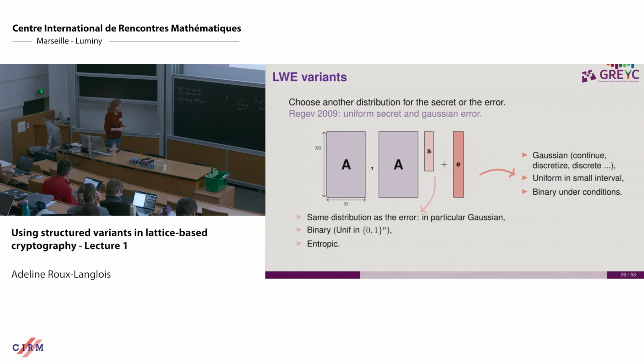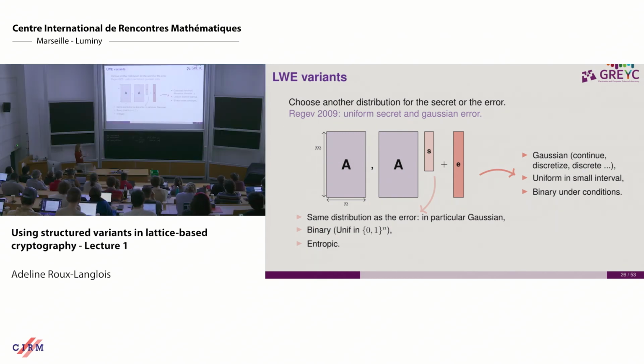And you have even proofs which show that the secret doesn't have to have a precise distribution. It's enough to know its entropy. If it has enough entropy, you can show the problem is still hard to solve. So that's for the secret. For the error, the first proof was with Gaussian distributions. So continuous, discrete, or discretized, it works.